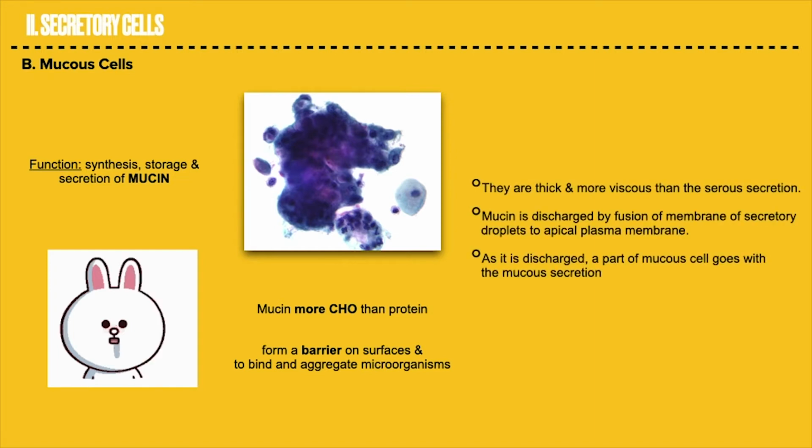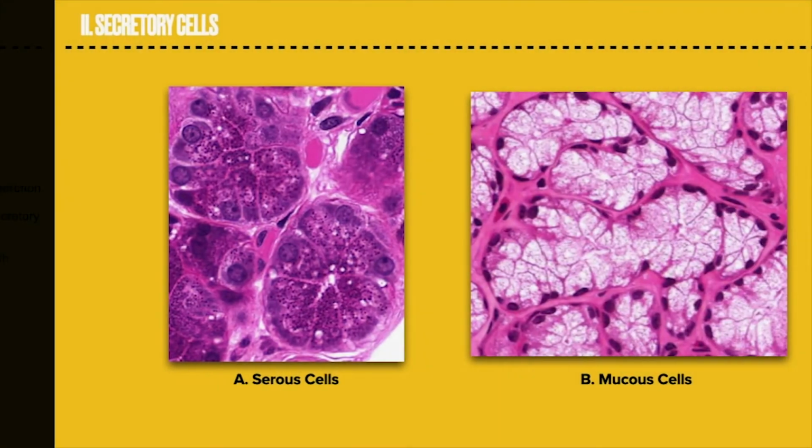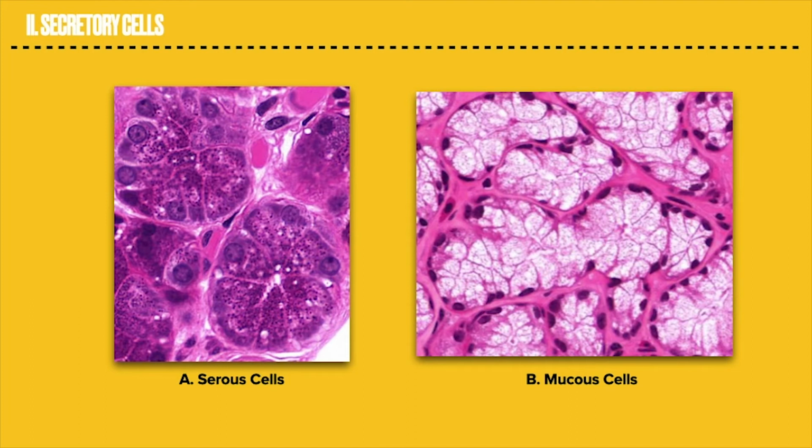Mucin is discharged by fusion of the membrane of secretory droplets to the apical plasma membrane. As it is discharged, a part of the mucous cell goes with the mucus secretion. Here, you can see that the serous cells are pyramidal or triangular in shape, while the mucous cells are columnar in shape.